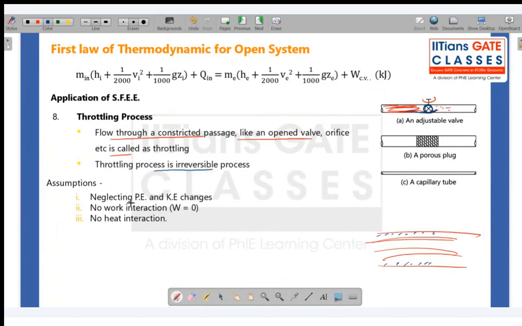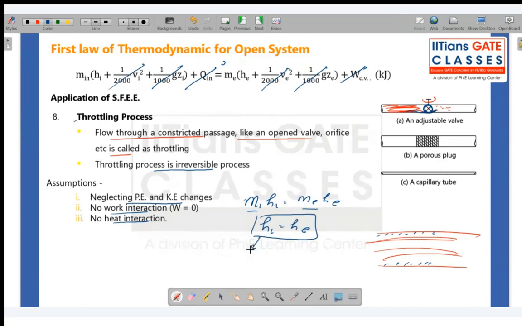Okay, now we are neglecting kinetic and potential energy, no heat interaction, no work interaction. So this is zero, this is zero, everything is zero. So basically Mi Hi equals Me He. And we also know that Mi and Me are the same, so enthalpy is the same. So basically I can say that throttling is an isoenthalpic process. Enthalpy remains constant, isoenthalpic. It is again an objective question.